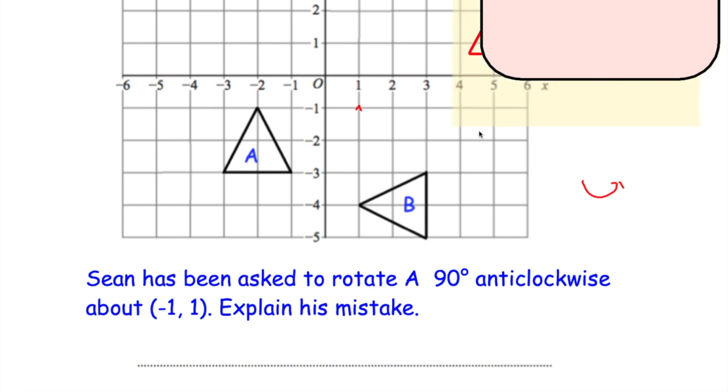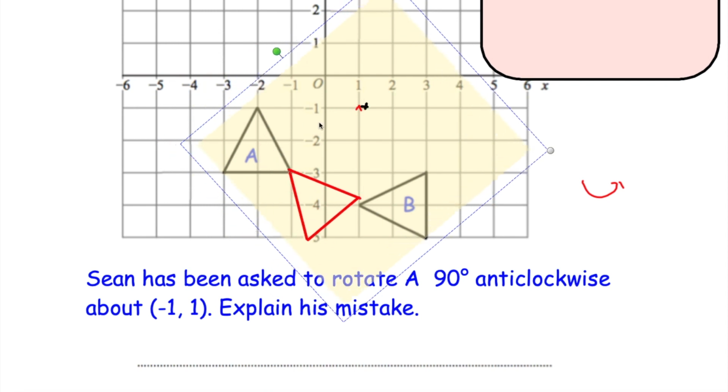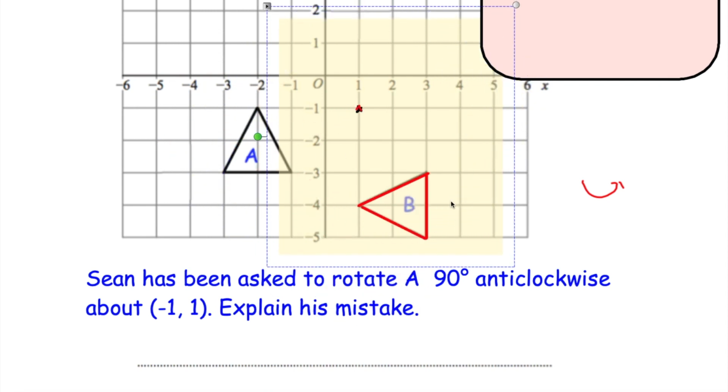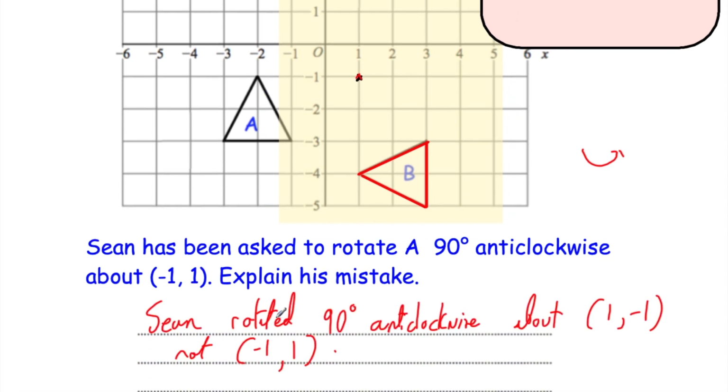So if we get our tracing paper and we draw over the center of rotation and the triangle A, and if we were to rotate that 90 degrees anti-clockwise, let's see where it would go. And it's landed on B. So that's the rotation he's done. So Sean hasn't rotated A about -1, 1. He's rotated A about 1, -1. So let's explain that. And that's it. So it says Sean has rotated 90 degrees anti-clockwise about 1, -1 rather than -1, 1.